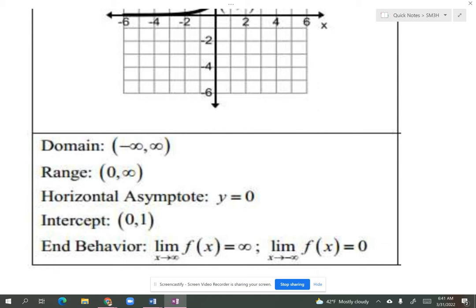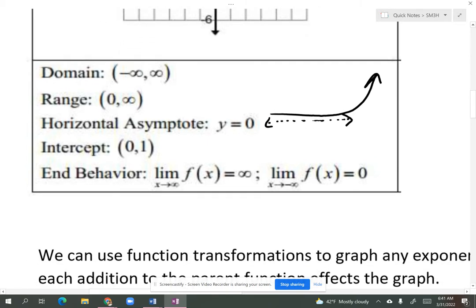Our horizontal asymptote, remember asymptotes are like force fields, happens at the bottom. So your graph is going to usually just shoot up from that asymptote. The y-intercept is always going to be (0, 1), and then the end behavior is that on the right side it goes up forever, and on the left side it goes straight to 0.